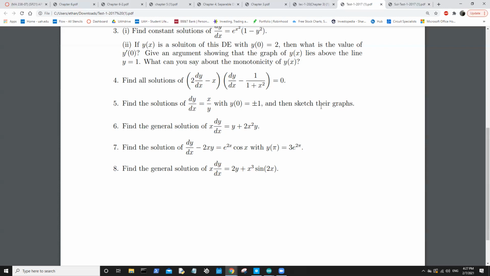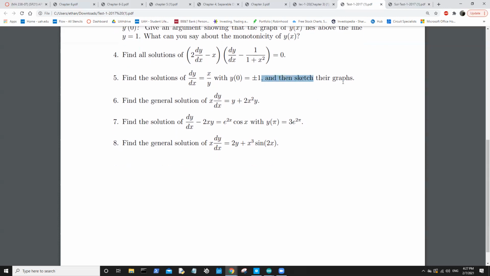It looks like c ends up being equal to +1 for both conditions, because 1 is equal to square root c, and -1 is equal to square root c. Square both sides. It's always positive. And then sketch their graphs.